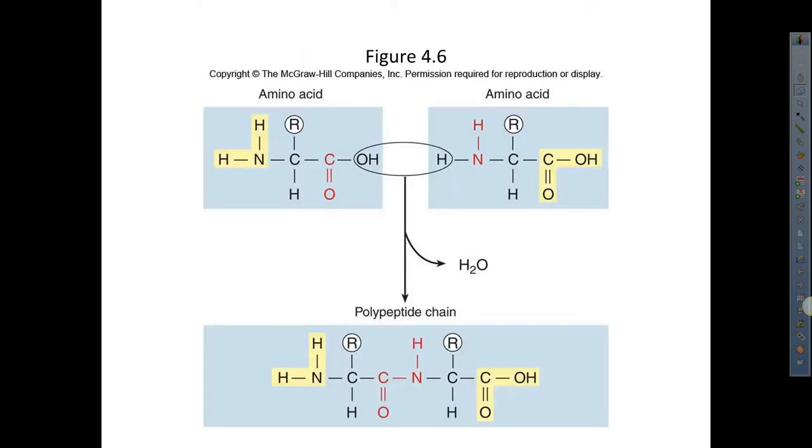And so here we're looking at 2 amino acids. Again, we have dehydration synthesis because we are losing water in order to build a polypeptide chain.